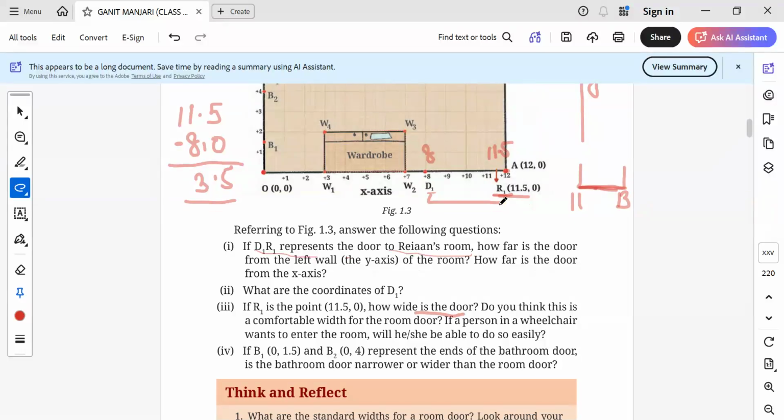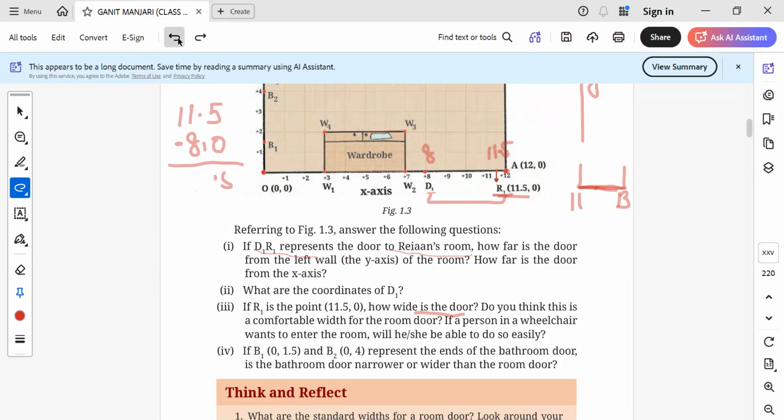If a person in a wheelchair wants to enter the room, obviously you are having doors at your home also. Your room is also having a door, so you can easily enter the wheelchair in your room. So it is this. Understood till here? Chalo, what is the next part?